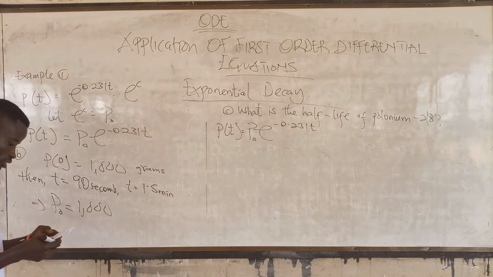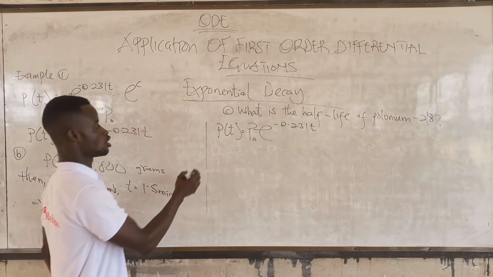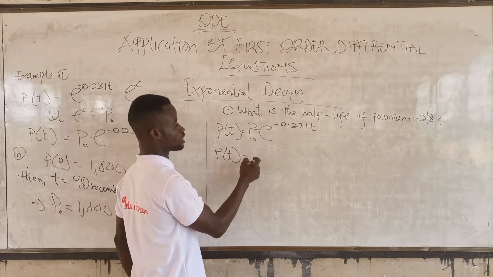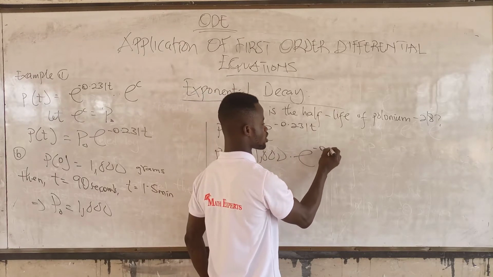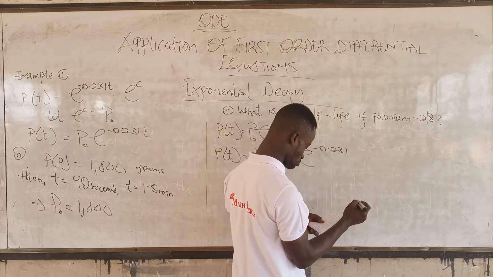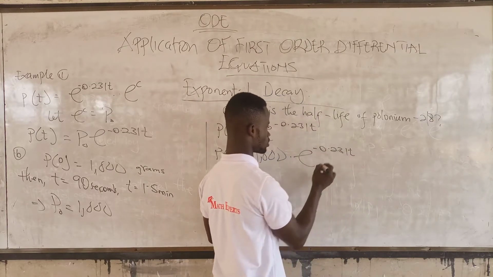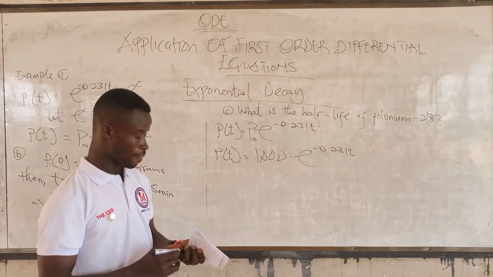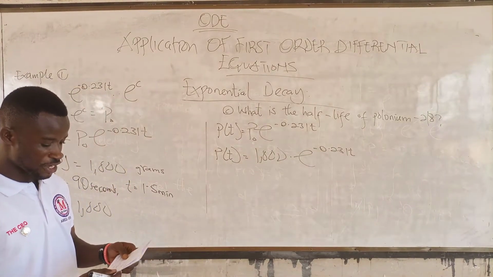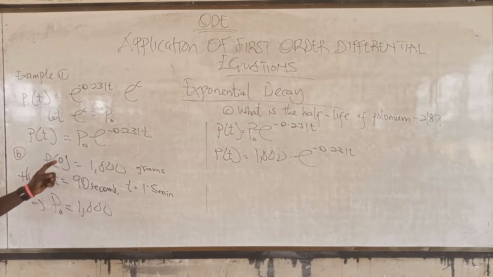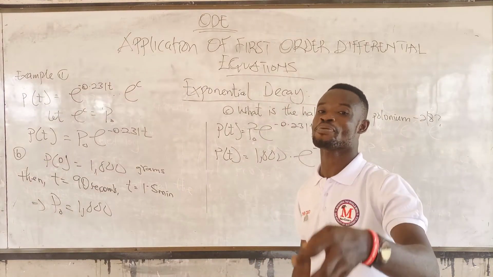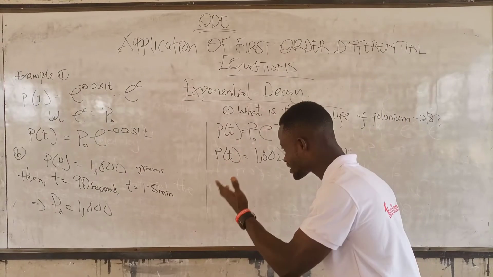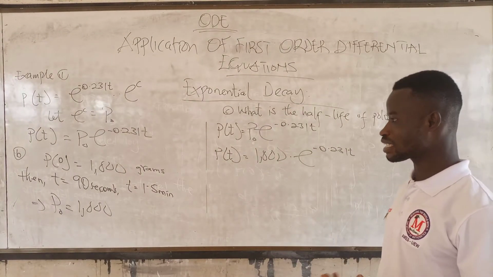Okay, so we have this equation. So now let's do the substitution. So here P of t, P naught is 1000 times e raised to the power negative 0.231 t. Alright, very good. So now, all that we are looking for is that at 90 seconds or at 1.5 minutes, what is going to be that?